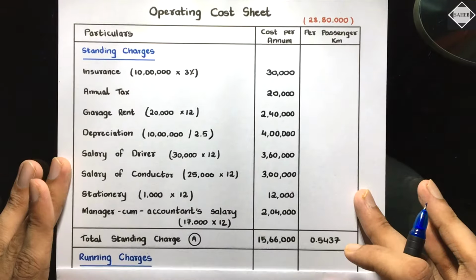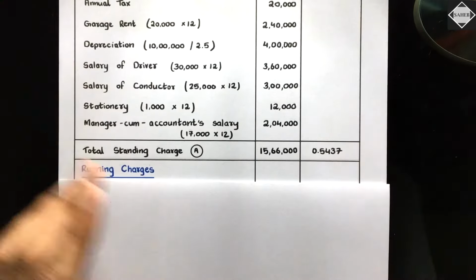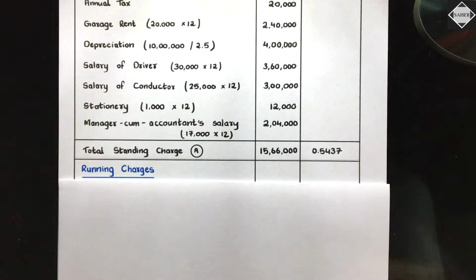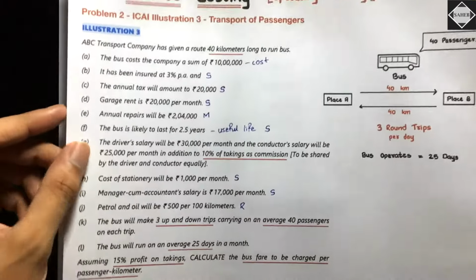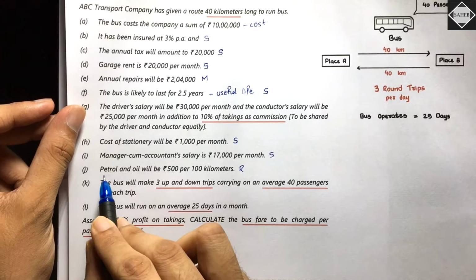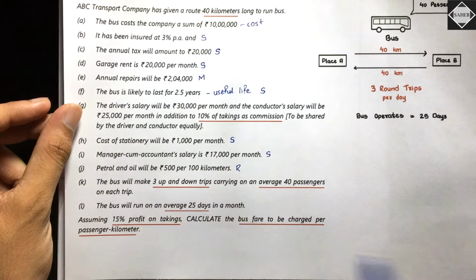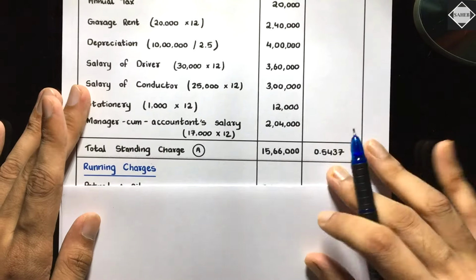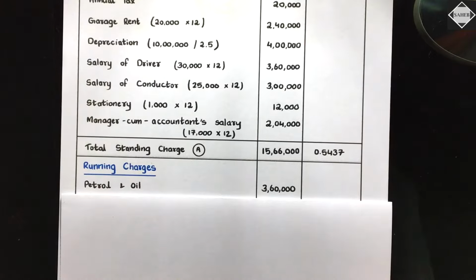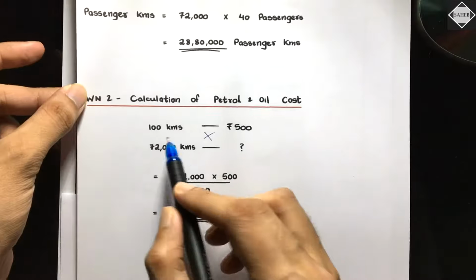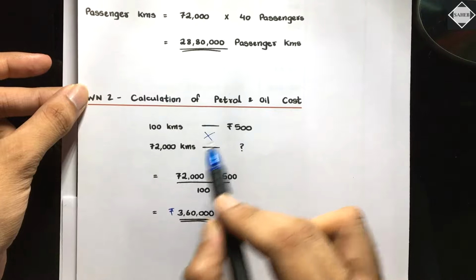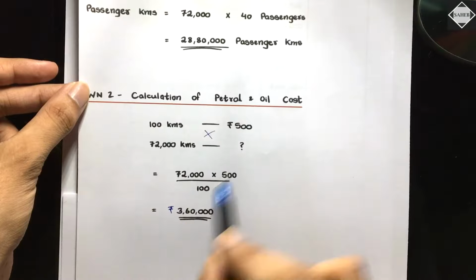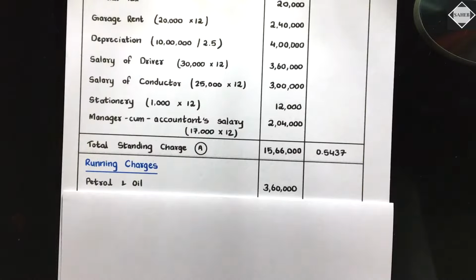Then we have to take running charges. Now if you see running charges, we have only one running charge clearly, petrol and oil. We have done the calculation. So let's take petrol and oil. Petrol and oil, how much was it? It was 3,60,000. Yeah, in the working note we did that. For 100 kilometers costing 500 of petrol, then for 72,000, how much petrol? We did the calculation, it's 3,60,000. So 3,60,000. Is it clear? Okay. Then one more running charges are there.